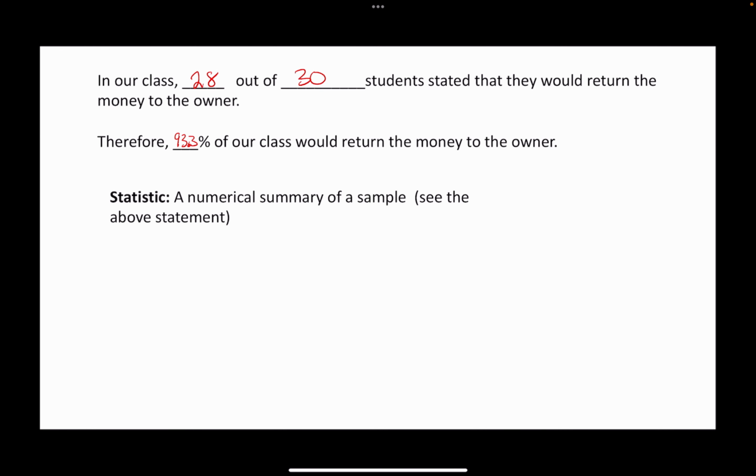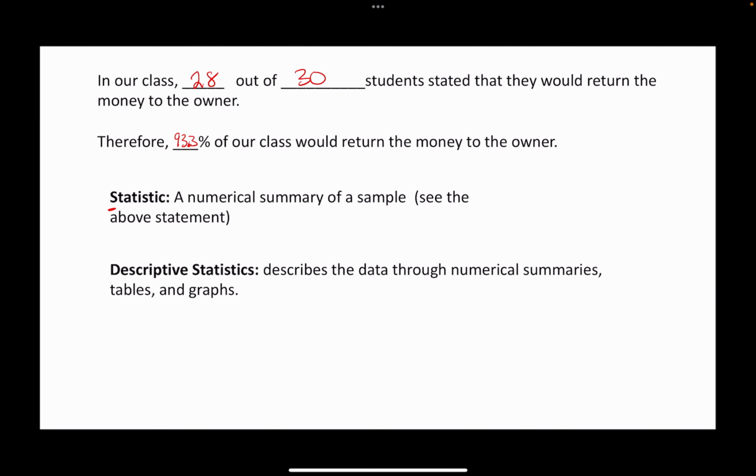So a statistic is a numerical summary of a sample. Our class would be a sample of RCC students, so this is a numerical summary of our sample of RCC students. The way that I remember that statistic goes with sample is that statistic starts with an S.